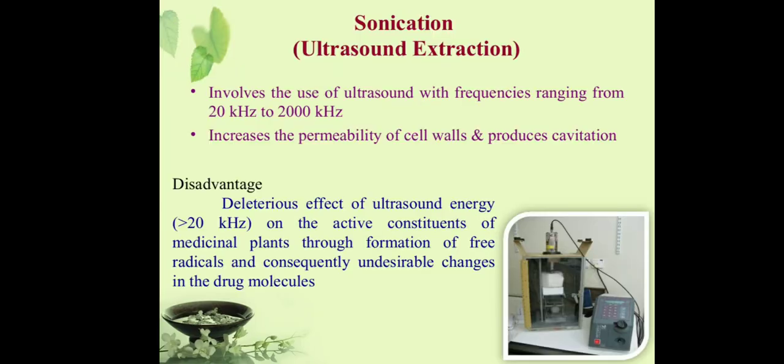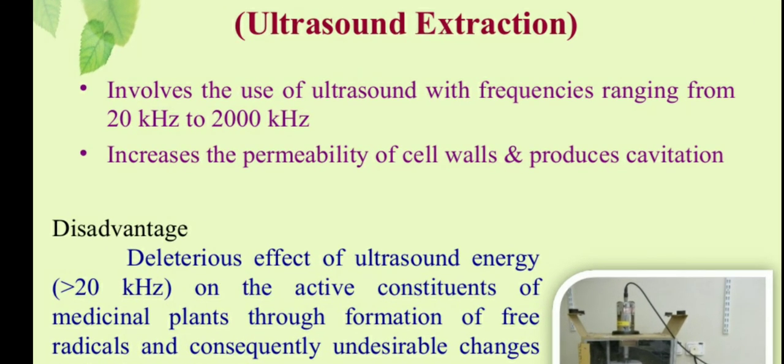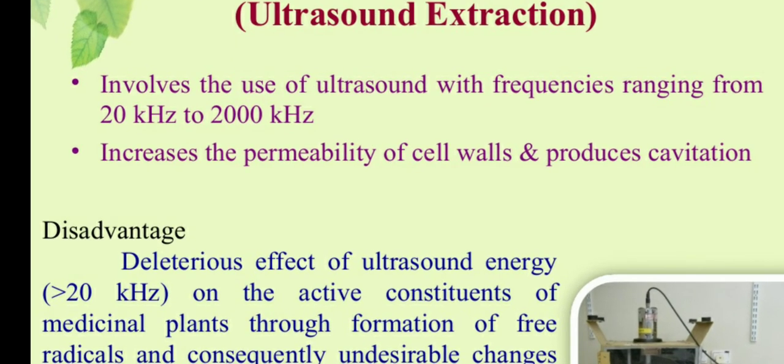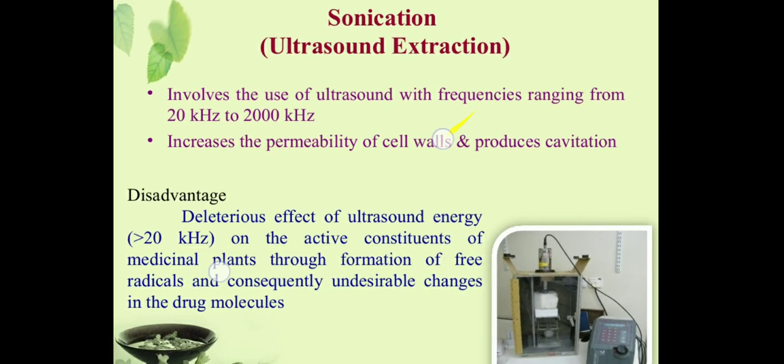Now this is the sonication method, also known as ultrasound extraction, which uses ultrasound waves and is based on vibration. It is based on a special range of frequency which extracts the phytochemicals from plants. The method involves the use of ultrasound with frequency ranging from 20 kilohertz to 2000 kilohertz. It increases the permeability of the cell wall and produces cavitation when we use the ultrasound waves.